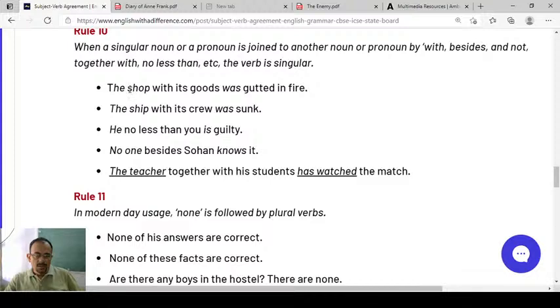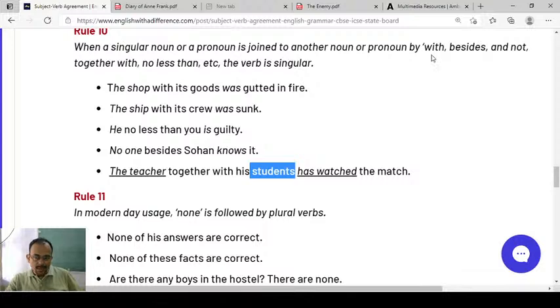Say for example, shop is joined with goods here, ship is joined with crew here, he is joined with you here, no one is joined with Sohan here, teacher is joined with students here. So this is what is said. When a singular noun or a pronoun is joined to another noun or pronoun, the first noun is singular, and the second noun can be plural.